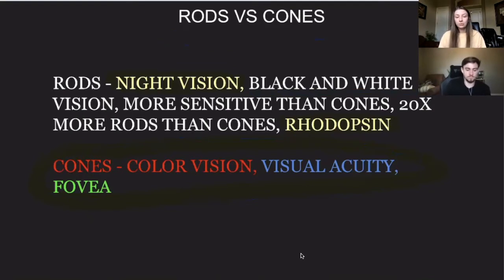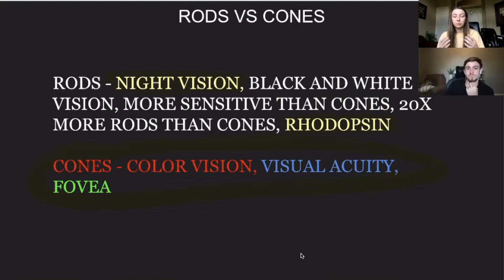Cones, I did my little color coding here, have to do with your color vision. That's the big thing about cones. Anytime you see a color, that's where your cones are activated. Also, visual acuity. So what does that mean? That means details, fine lines. I can look off in the distance and see every little leaf on this tree outside. That's my cones that are helping me do that.